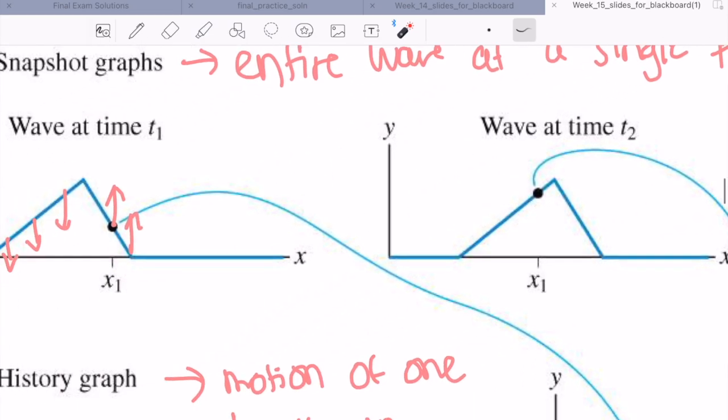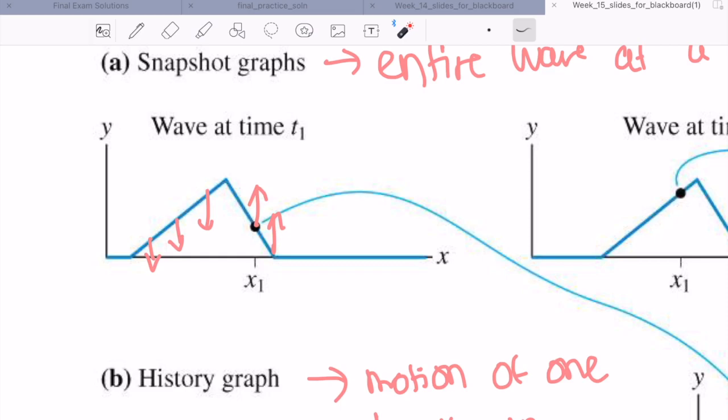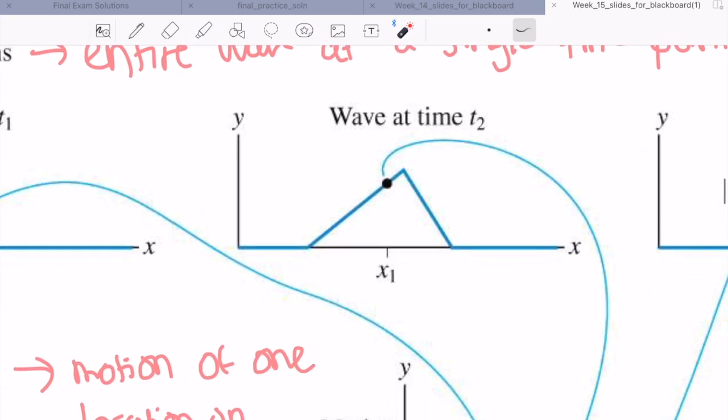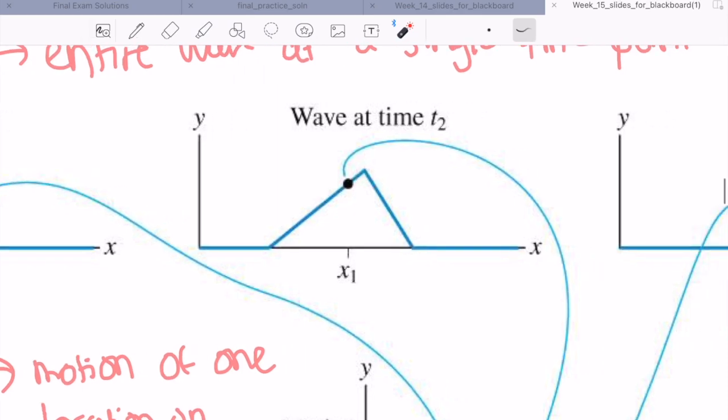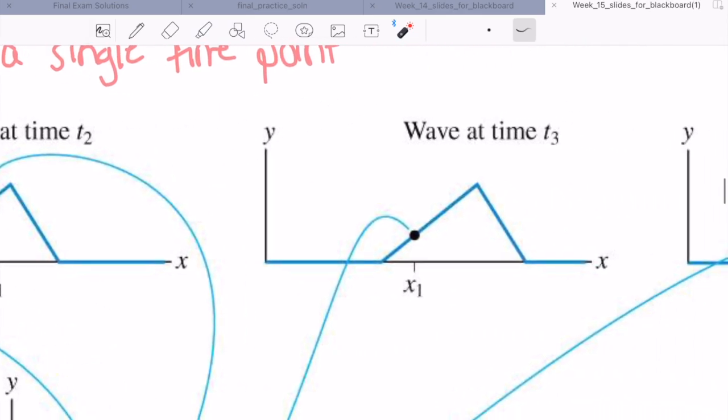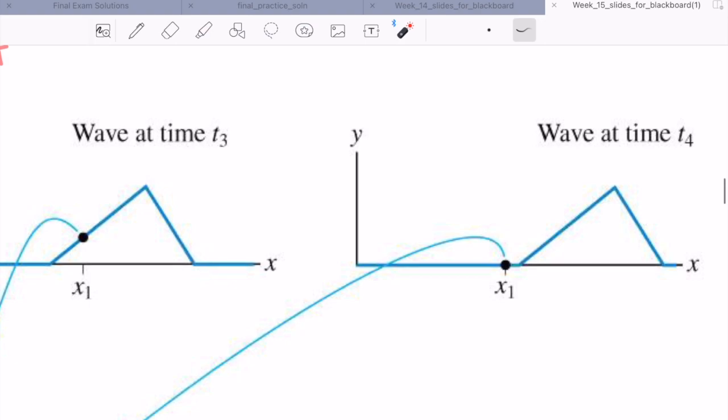At time 1, it was brought upwards a little bit. The wave propagates through it. Now it's at its peak, and now it's coming back down. At time 3, now it's flatlining a little bit. At time 4, now it's fully flat. So it shows you basically how the wave comes through a specific bead.